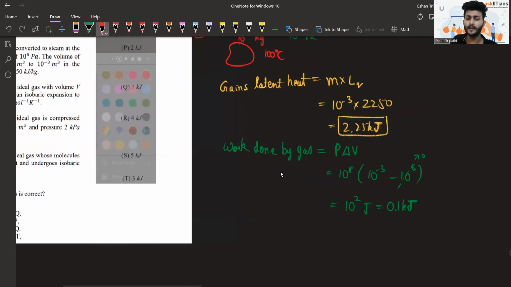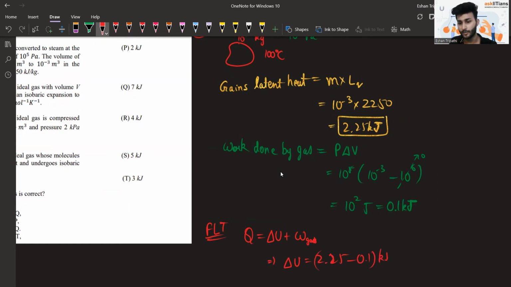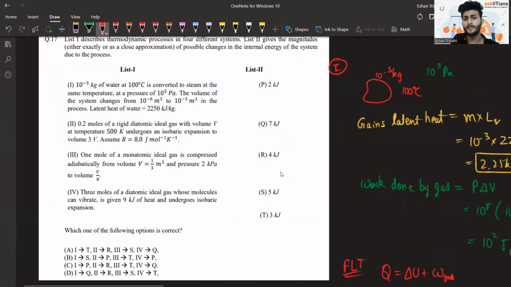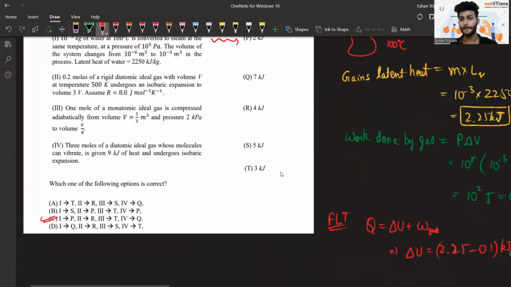So then we will apply the first law of thermodynamics. According to that, we can say heat that you're giving, the latent heat basically, must be going to the change in internal energy plus the work done by the gas. So from this, it turns out that delta U is 2.25 minus 0.1 kilojoule, which is basically 2.15 kilojoule. Since we have to answer it for the close approximation, this matches with P. So that means C is the correct answer, and we get the answer.